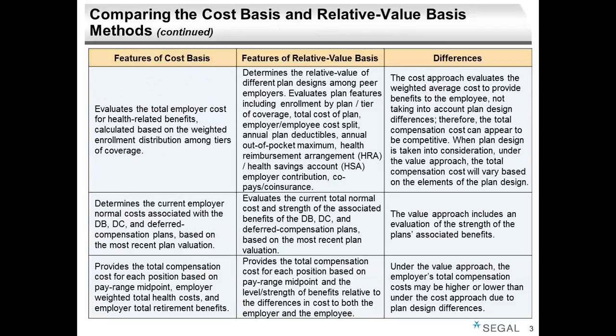Total compensation, therefore, on the cost side is simply an addition of the base pay, looking at the pay range midpoint, the employer weighted total health costs, and the employer total retirement costs. Whereas on the relative value basis, we're looking at those costs, but we're looking at those costs adjusted for the relative value of the plans. And again, the value of the plans may offset some of the cost differences that you see.